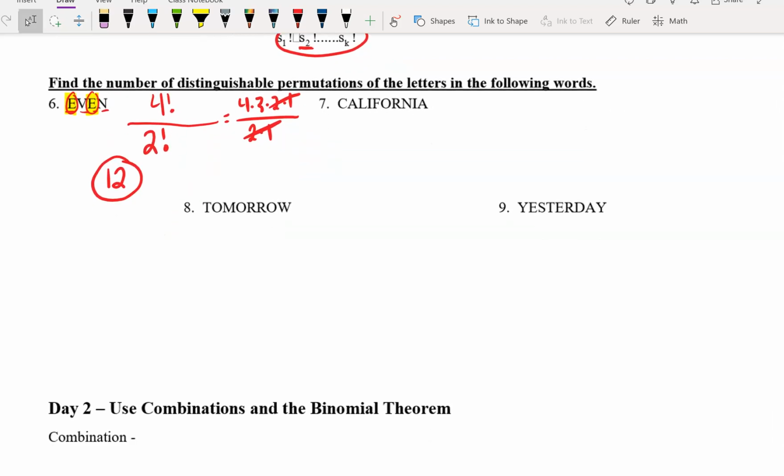Now let's try California. There are 1, 2, 3, 4, 5, 6, 7, 8, 9, 10 letters in the word California, but there are some repeats. Now let's see, I've got 2 A's.